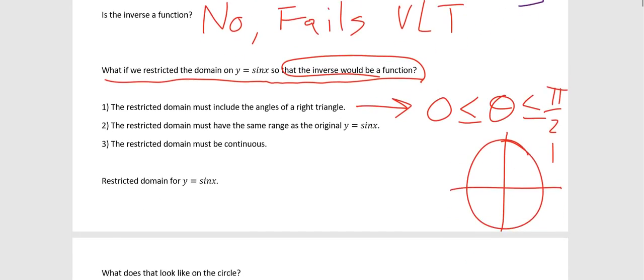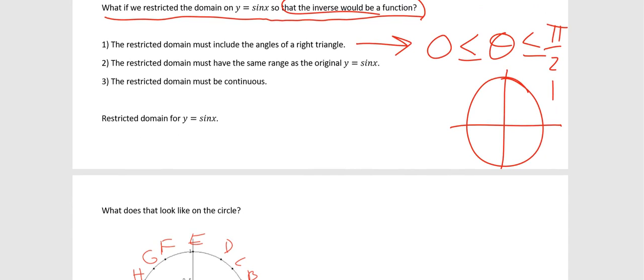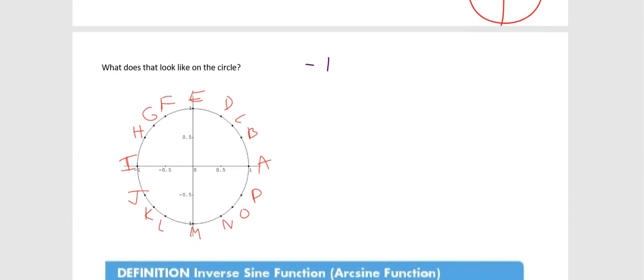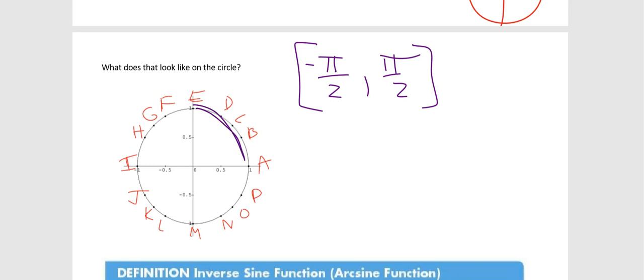Now, where would you find that on a circle? Where would you find negative pi over 2 to pi over 2? Before we go to lunch, I just want to know where in the world we find that section. Okay, we know that the right triangle stuff has to be included, but where's negative pi over 2 to 0? Down there. So we're talking about the right half of the circle, including the endpoints. I'll just put the brackets because we know that we're including them. Okay?